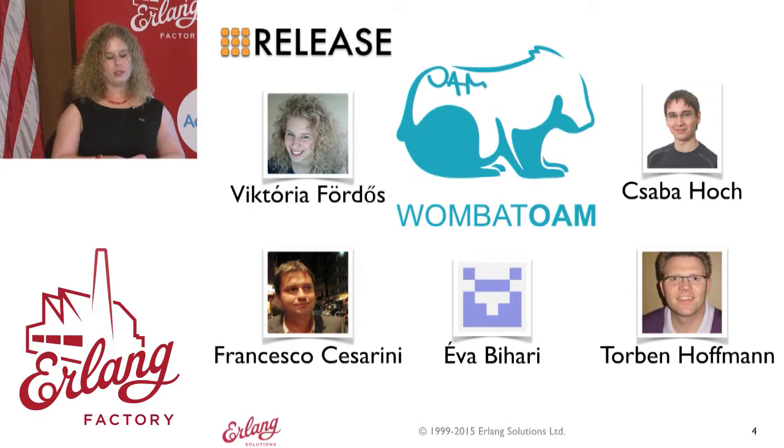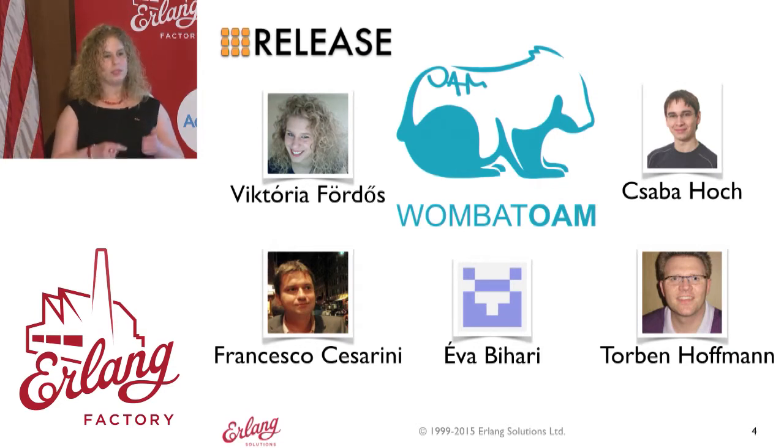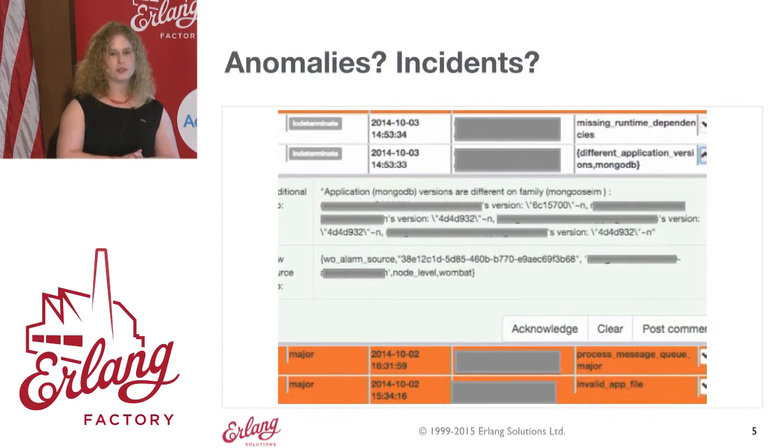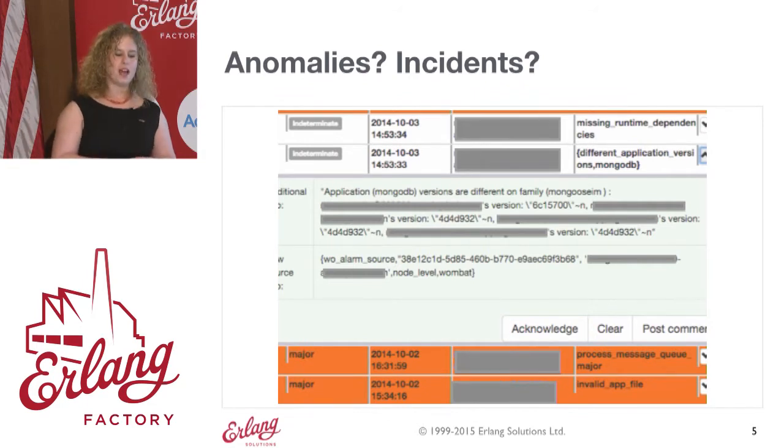In the context of the RELEASE project, the main task of Wombat is to provide the scalable infrastructure for deploying thousands of Erlang nodes. In this talk, I will tell you Wombat's secret. That is, how Wombat is able to scale out to thousands of nodes to detect anomalies, prevent incidents, understand your system, and be your best friend. Okay, it sounds good, but what kind of incidents and anomalies? I brought some illustrative examples to highlight how Wombat can help you in real life.